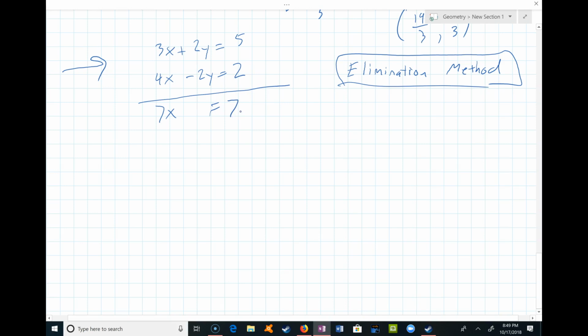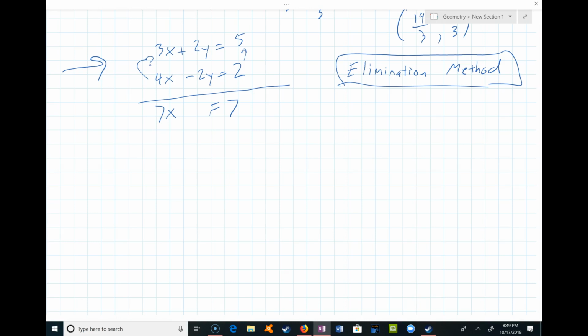Now, why can I do that? Well, because I know it doesn't look like it, but I'm adding the same thing to both sides of the equation, because this right here says that 4x minus 2y is equal to 2. So if I add 2 to this side of that equation and 4x minus 2y to that side of the equation, I'm actually adding the same thing to both sides of the equation because they're equal to each other. Isn't that a nifty little deal?